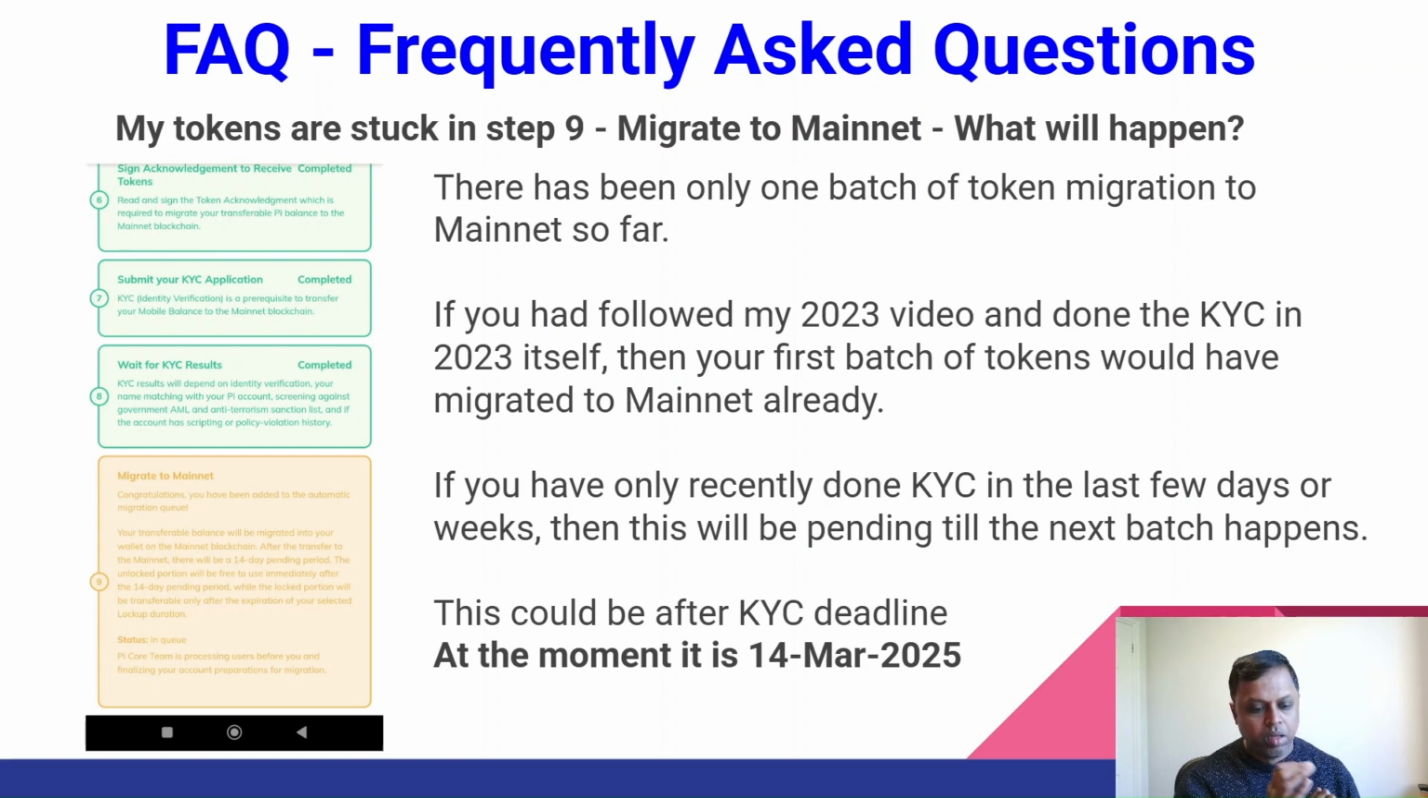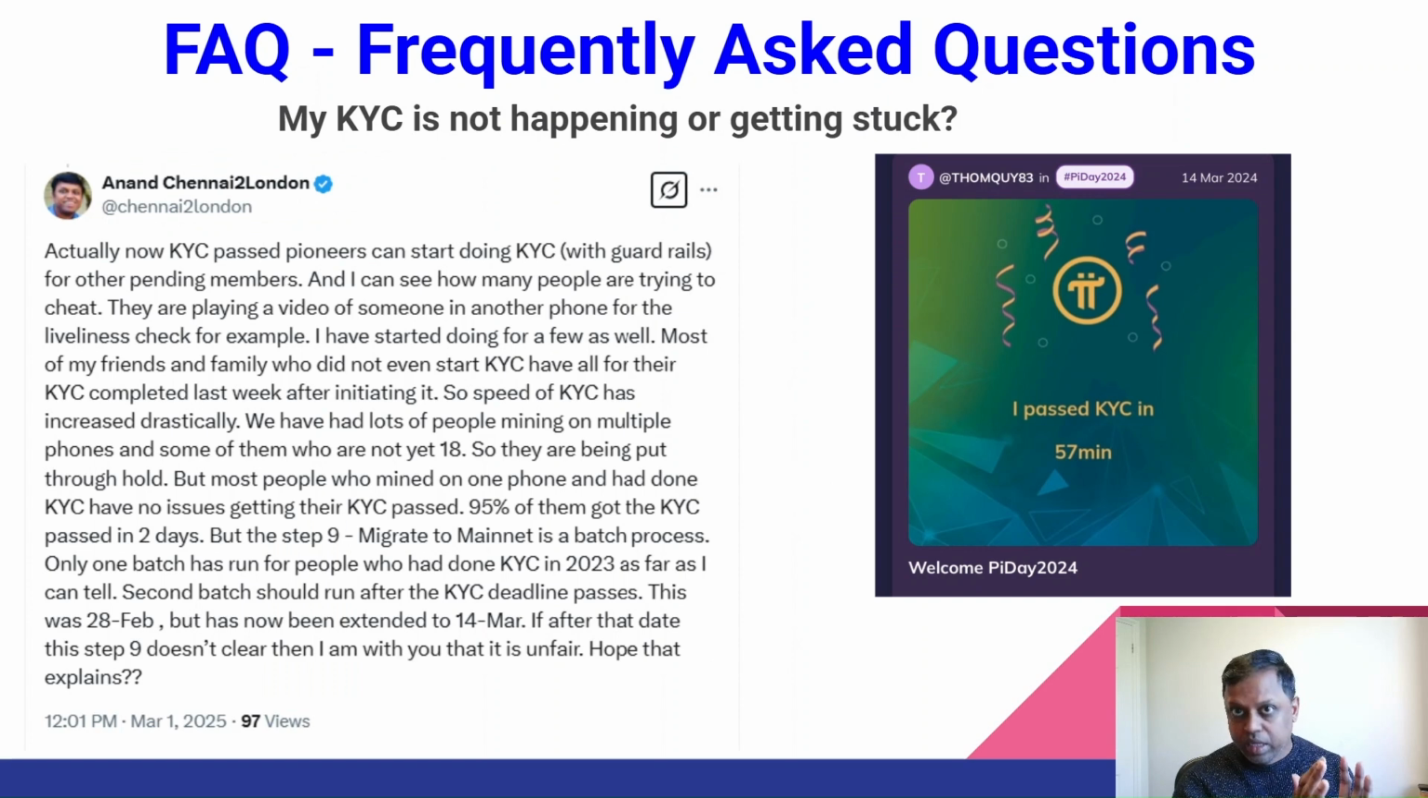So wait for it. After the KYC deadline passes, 14th of March 2025, I think there will be the second batch of migration that will run, which will bring all your available or transferable tokens to the mainnet, like what I showed in my Pi browser. So you just need to wait for a couple of weeks till the 14th of March 2025 deadline. I cannot guarantee that it will happen at that point of time, but it will happen sometime after the KYC deadline has passed and they're running the second batch of migration. I don't know exactly when the second batch of migration will happen.